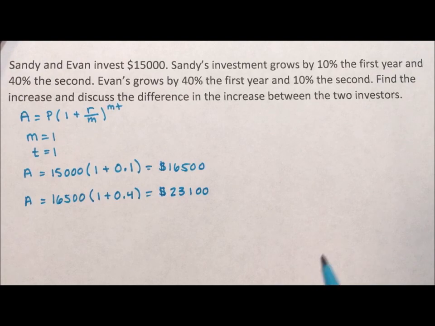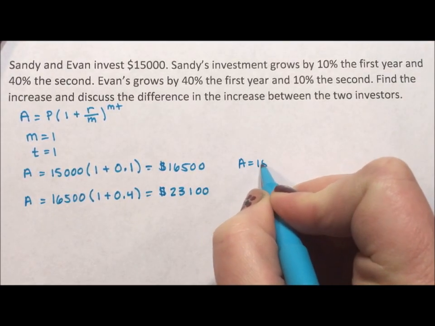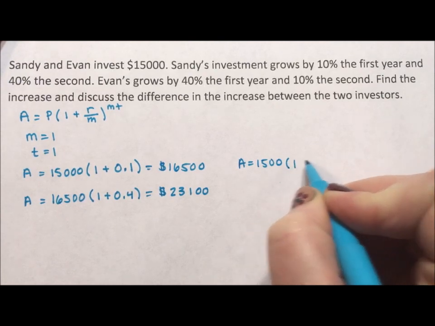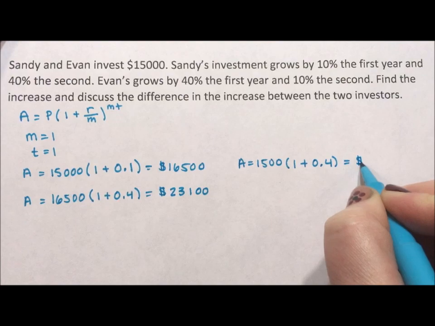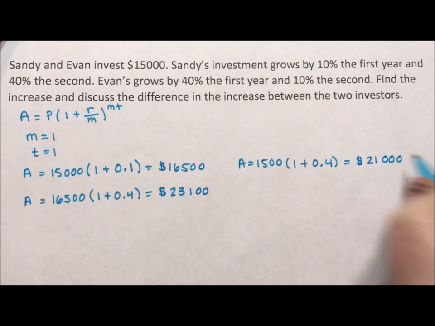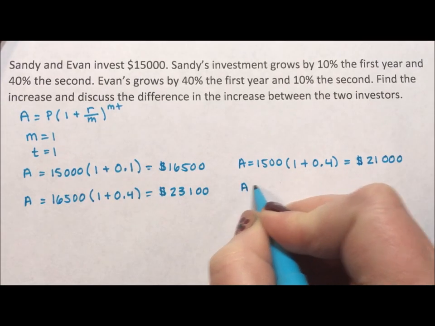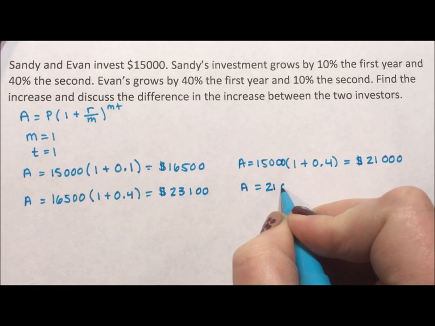Okay, so now let's talk about Evan. Evan is the same base start of 15,000. But he is going to start with that 40%, which is the 0.4, and his initial 15,000 is going to grow to 21,000. Now his principal for the second year is going to start at 21,000.